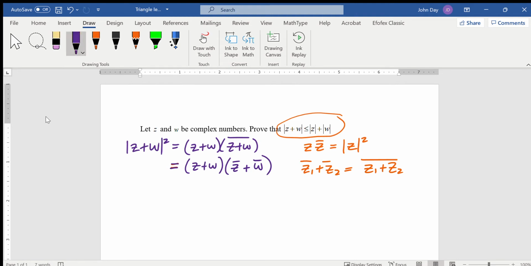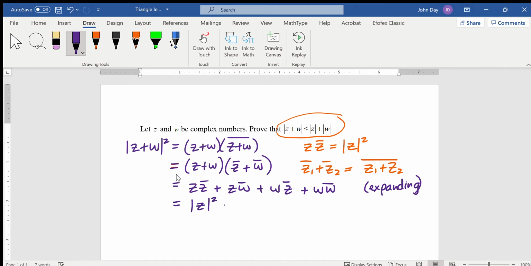Okay, now what are we going to do here? We're going to expand. So z z bar plus z w bar plus w z bar plus w w bar, and all I did there was expand. All right, now we know that z z bar is just the mod of z squared, so I'll just do that step here, and w w bar is the mod of w squared. Once again, that's that rule that z z bar is equal to the mod of z squared.